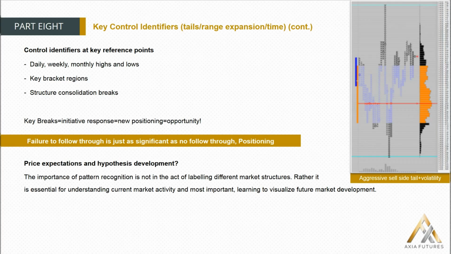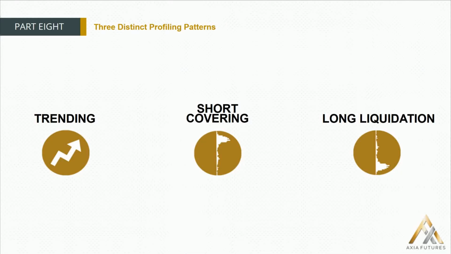Let's now turn our attention to three very common volume profile strategies we'll see for the rest of this module. Now we've completed talking about the control variables. Let's look at three very distinct profiling patterns you can expect to see when looking at the volume profiles. The first would be trending, the second would be short covering, and the third, long liquidation.